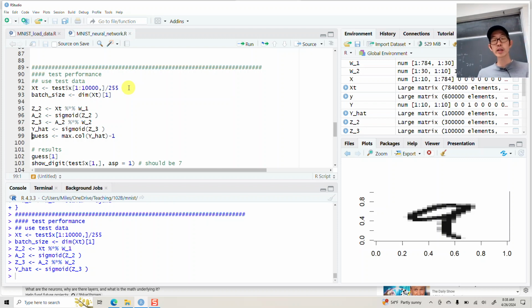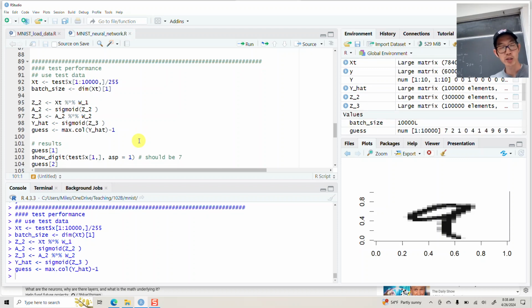And the way we're going to have it guess the value is we're going to ask which column. Remember, the outputs are numbers between 0 and 1, and we're hoping one of these is the high. Well, we're going to ask which column has the highest value, and that's going to be the one that corresponds to our guess. Our guess is basically going to be our maximum column, but because R is 1 indexed rather than 0 indexed, that first column corresponds to the digit 0. So whatever that column is, we're going to just subtract off 1, because we have 10 columns. The 10th column corresponds to a 9. That first column corresponds to a 0. So our guess is going to be our max column, whatever it is, minus 1.